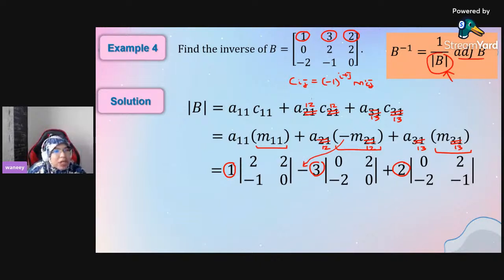Okay, so M11, we are going to delete the first row, delete the first column. So we are going to get 2, 2, -1, 0. And then deleting first row, second column. So that is how you end up with 0, 2, -2, 0. And then deleting the first row, third column. So that is how you end up with 0, 2, -2, -1.